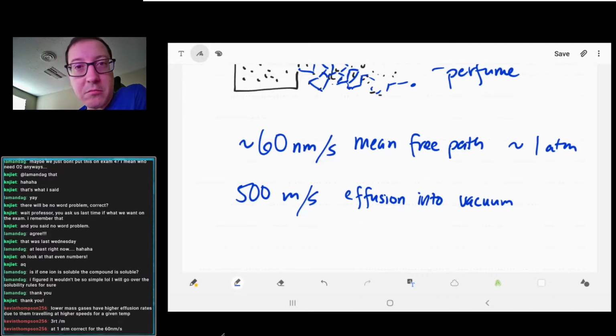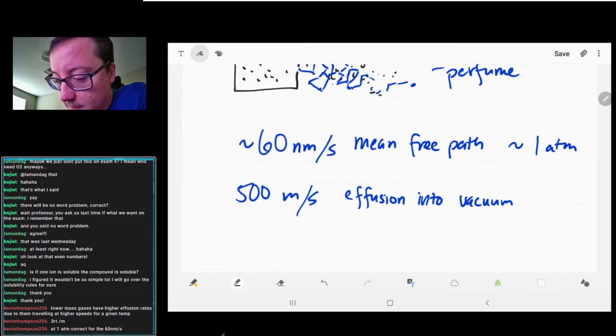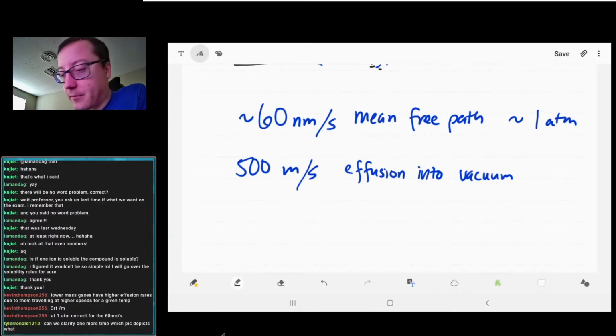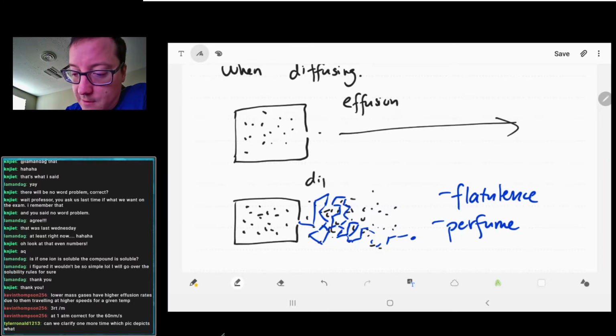Okay, so there's our vocab lesson for the day. Cool. Alrighty, so with that in mind, we kind of have 2 more topics to deal with. Effusion is the first one. And this is diffusion.